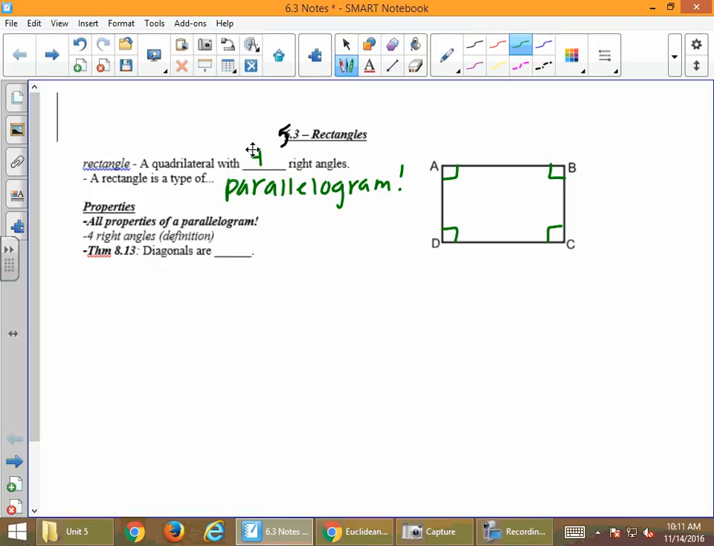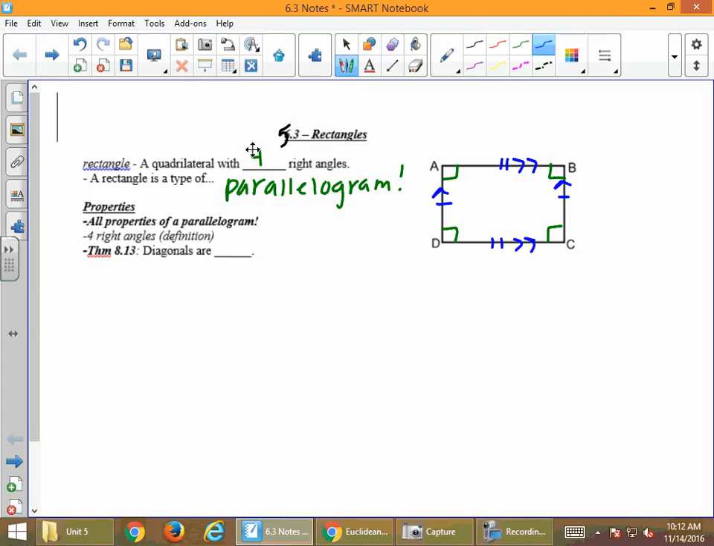So what do we know about parallelograms? We know their opposite sides are equal and they're also parallel. Same thing with rectangles. This side is equal to this side. This side is equal to that side. And they're also parallel to each other, just like a parallelogram.